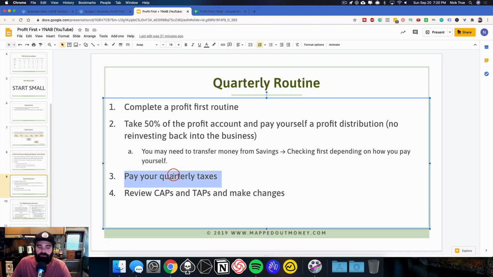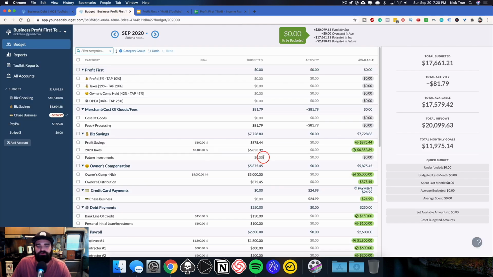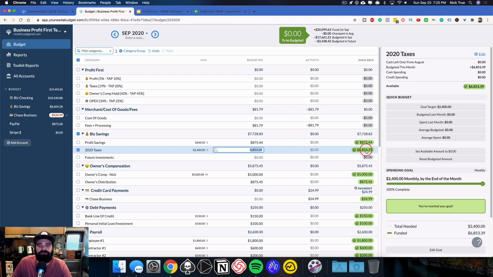The third step for the quarterly routine is to pay your taxes. This is where you're going to send in your quarterly payments or your quarterly estimates based on your owner's comp. You should have all that money sitting right here in your 2020 taxes category. For me, typically, I just drain whatever amount that is. Whatever amount is sitting in the account, I just send that money to the IRS. And I know if I've chosen my percentage right, then I'm always going to be pretty much on par with what I need to do.